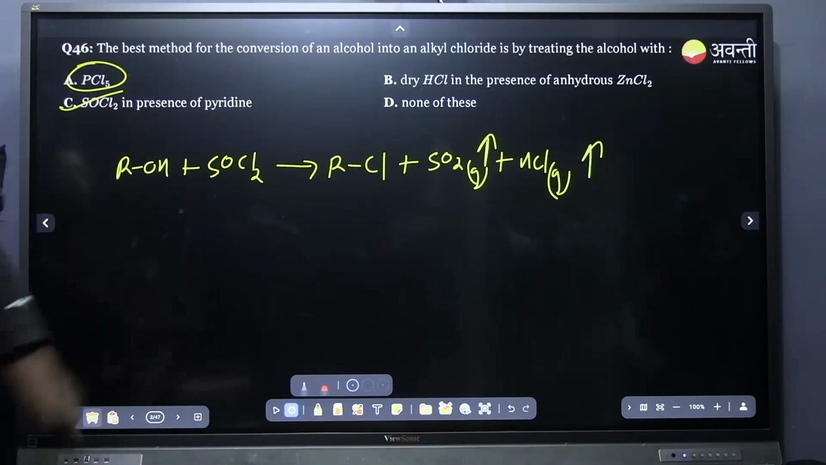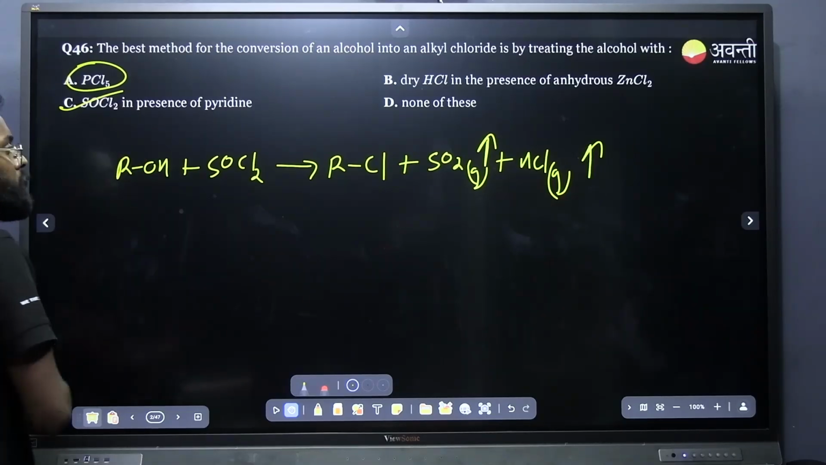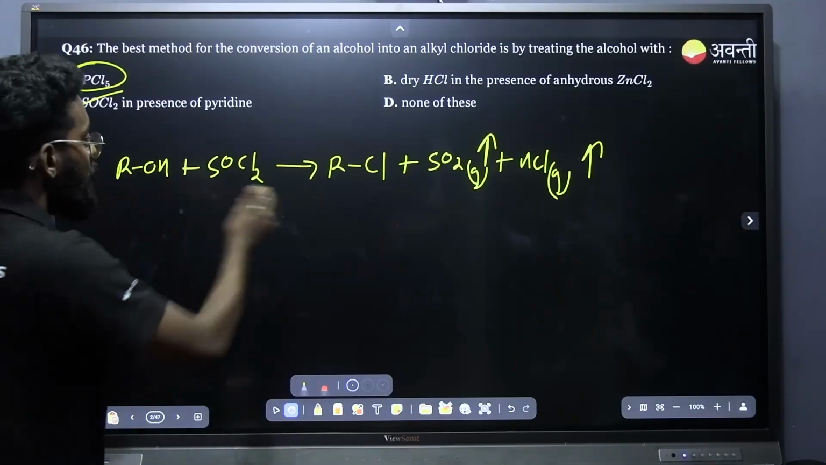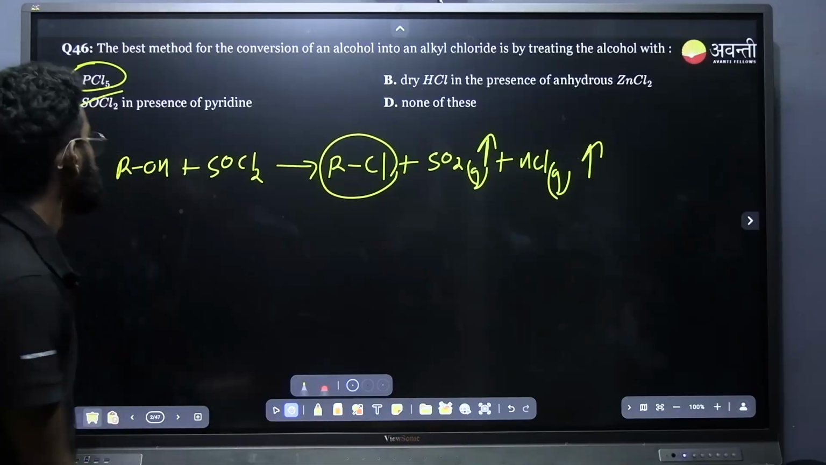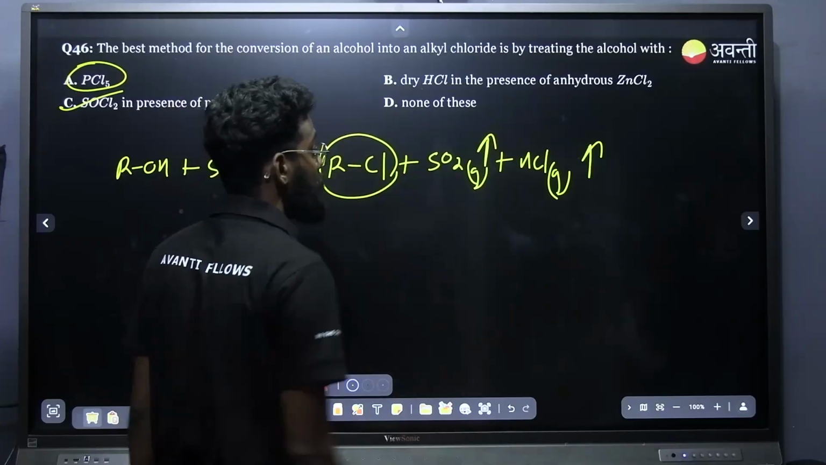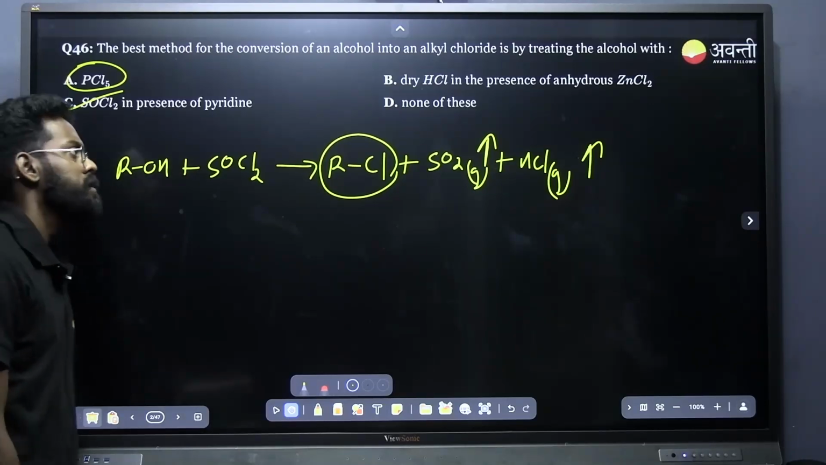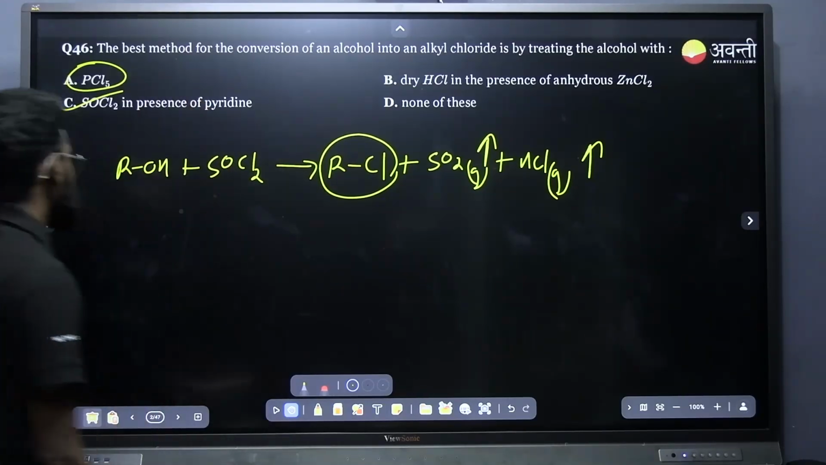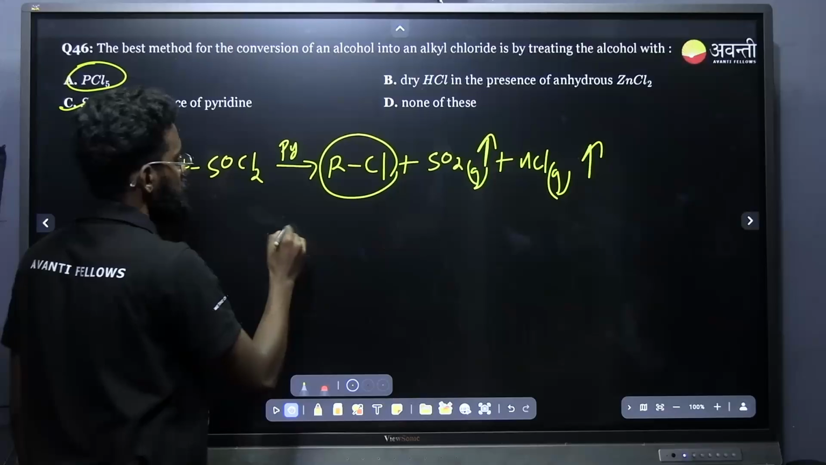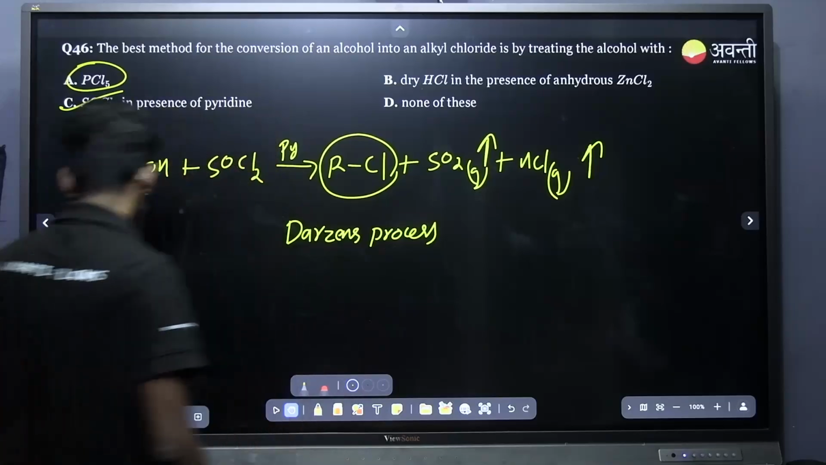Option A also can prepare RCl, that is from PCl5, but the product that we are getting is a liquid, which is not making the RCl product yield more. That's why we are not considering this as the best method. Same thing, using dry HCl in the presence of anhydrous ZnCl2, which is Lucas reagent, we can also do it, but the product obtained will be very less. So the best method is SOCl2 in the presence of pyridine, and this method is also called Darzens process.